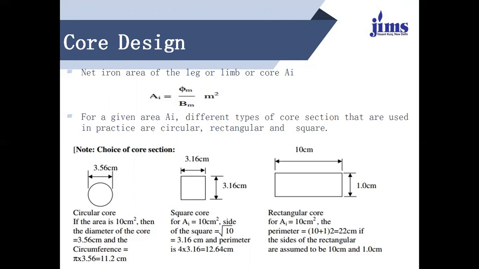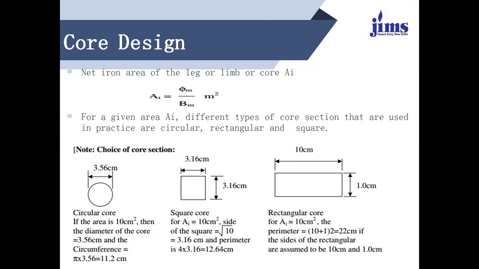Similarly, whenever we take a rectangular core for the iron area of 10 centimeter square, if we assume that it is 10 centimeter wide and 1 centimeter height, then the perimeter will be 10 plus 1 into 2, equal to 22 centimeter. The sides of the rectangle are assumed to be 10 centimeter and 1 centimeter.